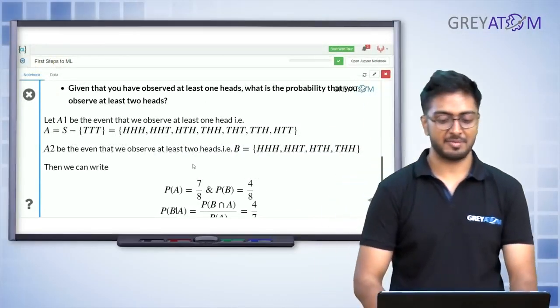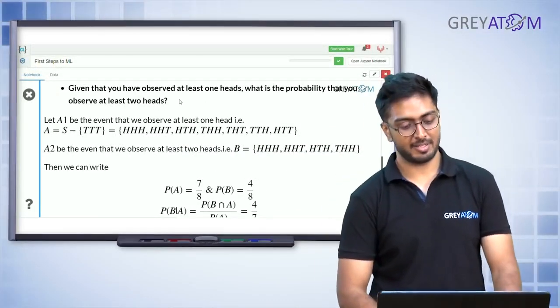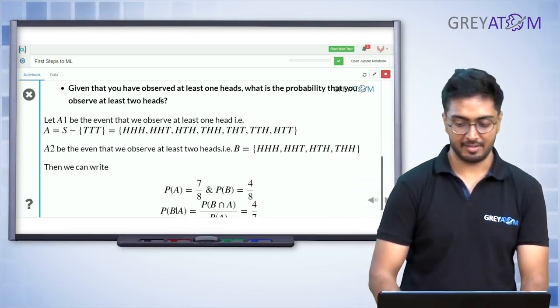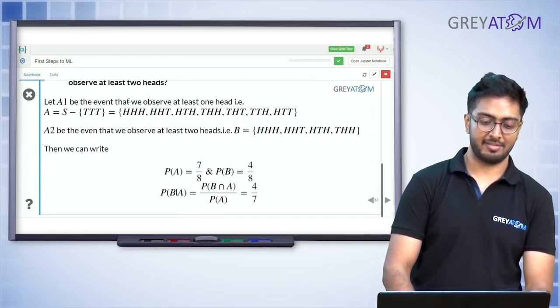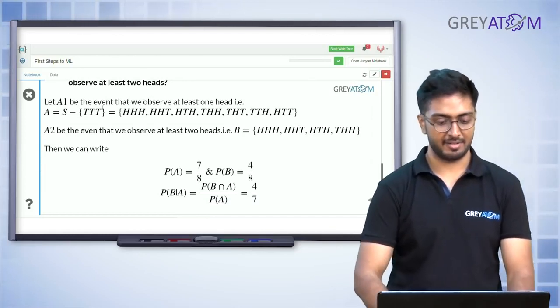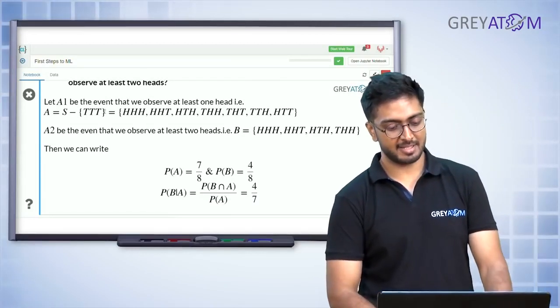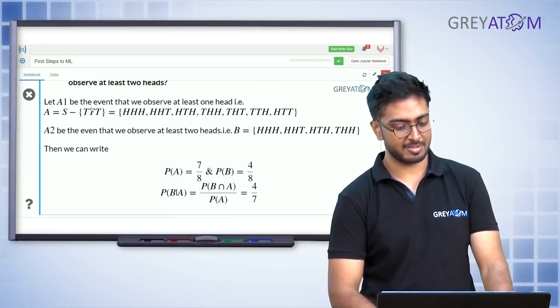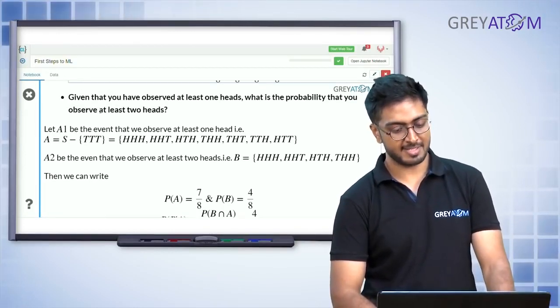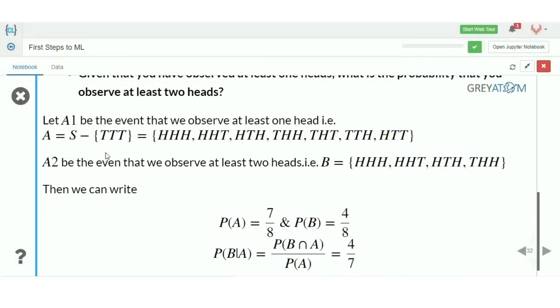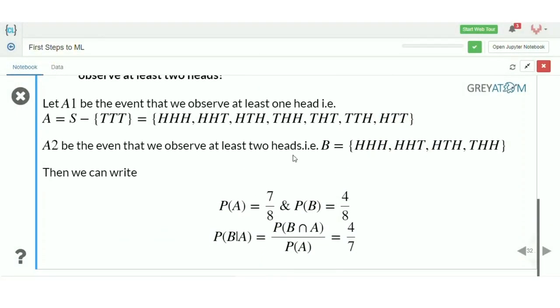Given that you have observed at least one head, what is the probability that you observe at least 2 heads, right? So let A be the event that we observed at least one head. At least one head means there are 7 possible options. There is this one option, TTT, which we do not want, but at least one head is all the other options. Now let B be the event where we observed at least 2 heads. For at least 2 heads, there are 4 possible options.